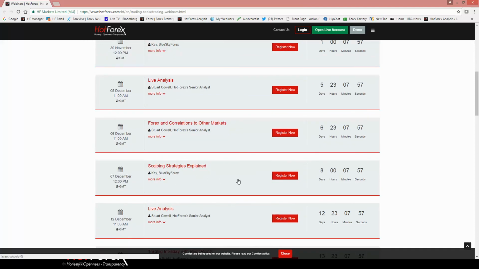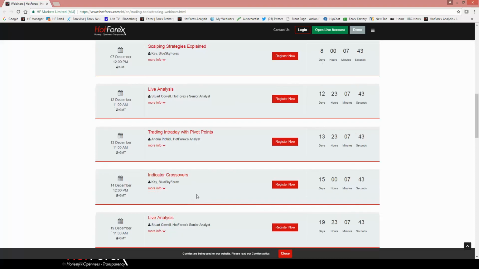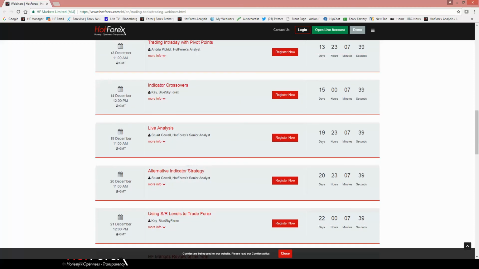All those sort of things. Scalping, lots of you are very interested in scalping. Kay will go through that. Pivot points. Andrew's got a really good little webinar. She's going to talk about intraday pivot points, 1, 2, and 3 support and resistance levels, and the 13th. Indicator crossover. I'm not sure what that one is on the 14th, to be honest. Alternative strategies on the 20th. That's all about some other types of approaches to either momentum or volume and all those other things.